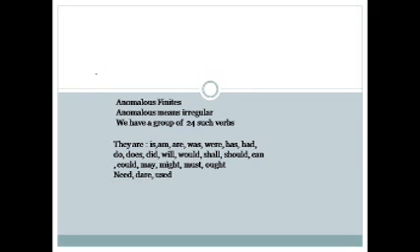So what are the functions or the use of anomalous finites? We use them to make negative sentences. They can be shortened using the n't form. If the affirmative sentence does not contain an anomalous finite, the auxiliary do and its forms are used to make questions.